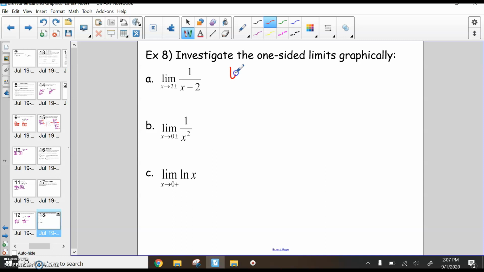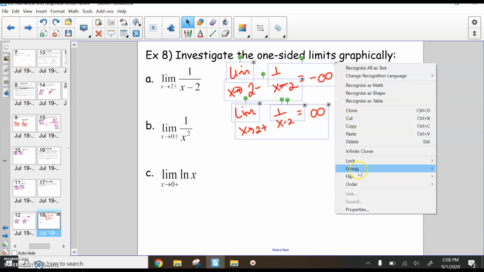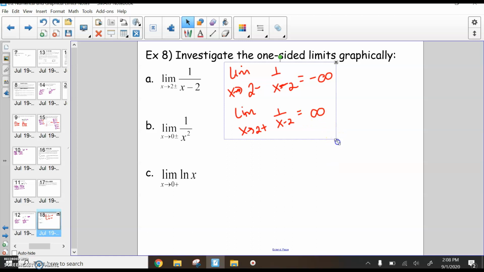So the limit as x approaches 2 from the left of 1 over x minus 2 is negative infinity because it was going down without bound. The limit as x approaches 2 from the right of 1 over x minus 2 approaches positive infinity. I'm going to apologize there. It's been a while since I've written on this tablet. Hopefully you could read that okay. Make that a little bit smaller.